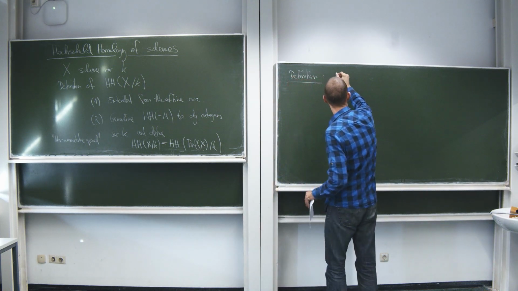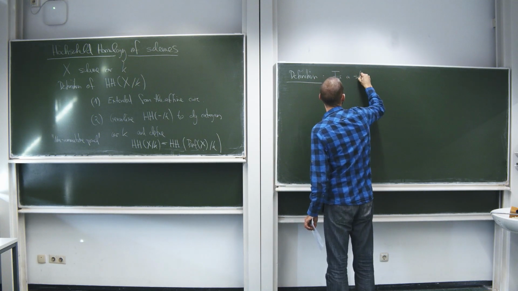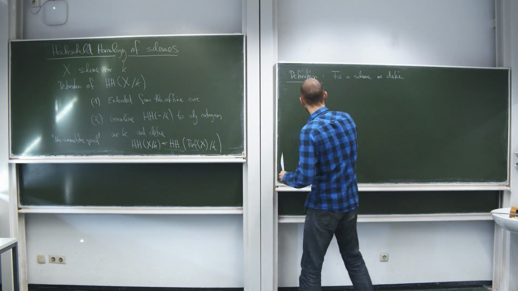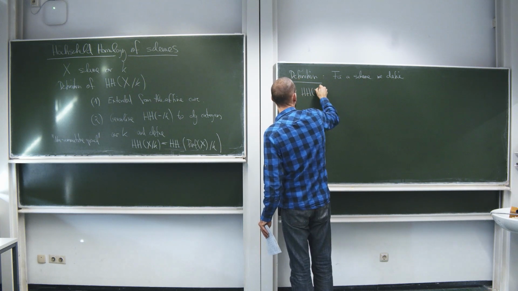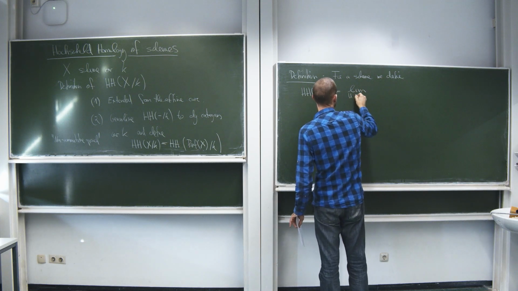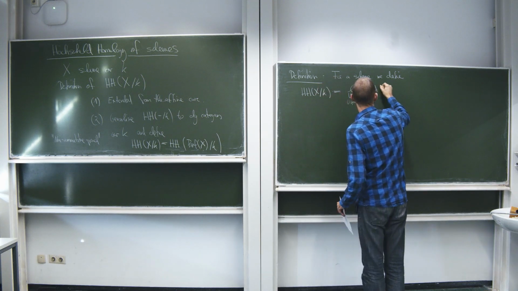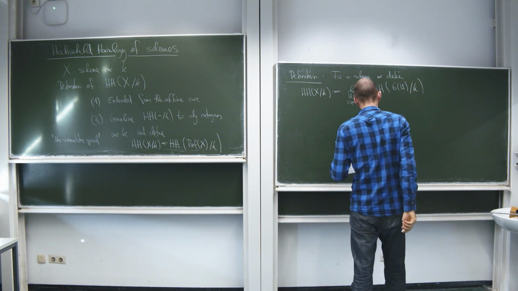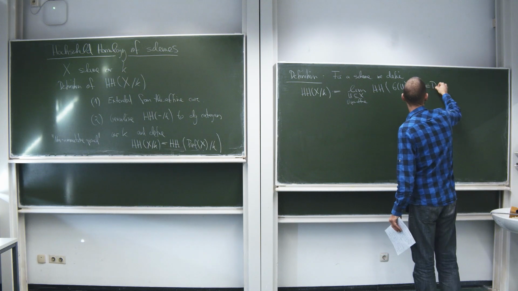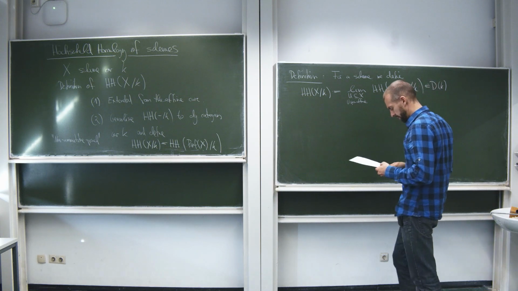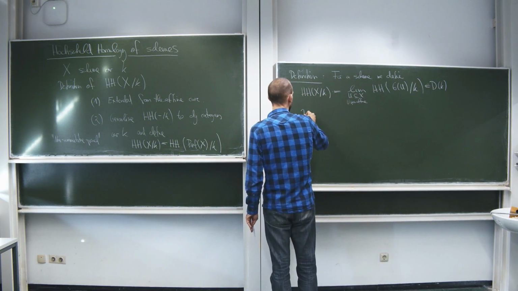And that's the following. For a scheme without any further conditions on the scheme, we define Hochschild homology of X relative to K just as the limit over U in X, U open affine, of Hochschild homology of O(U) relative to K. And that is supposed to be an object in the derived category of K.